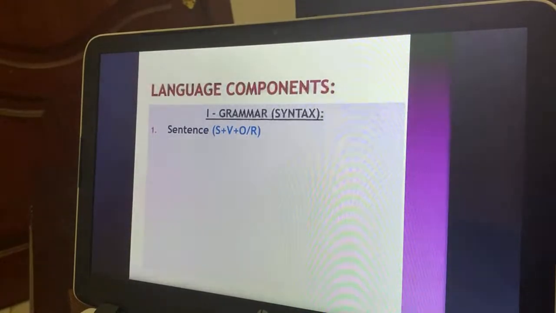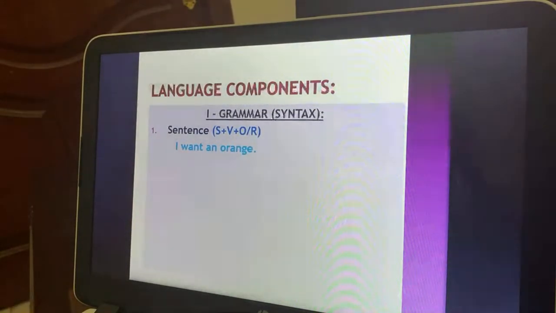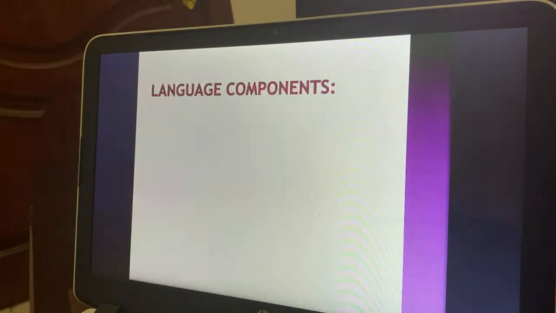Of course, what makes a sentence in English is starting with subject, verb, and object, or the rest of the sentence. That is in English. For example, I want an orange: you look at subject, verb, and object. And when you are translating it, you translate it أريد برتقالة, I want an orange. أريد is the verb, a different kind of system.